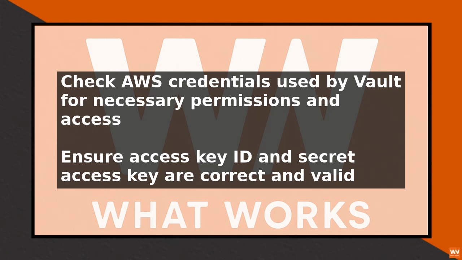Then, inspect the Vault logs to identify any error messages related to AWS Auth. Common errors include authentication failures, permission denied errors, and invalid credentials. Check the AWS IAM role or user being used for authentication to ensure it has the necessary permissions to access Vault. Verify that the IAM role or user has a trust relationship established with Vault.